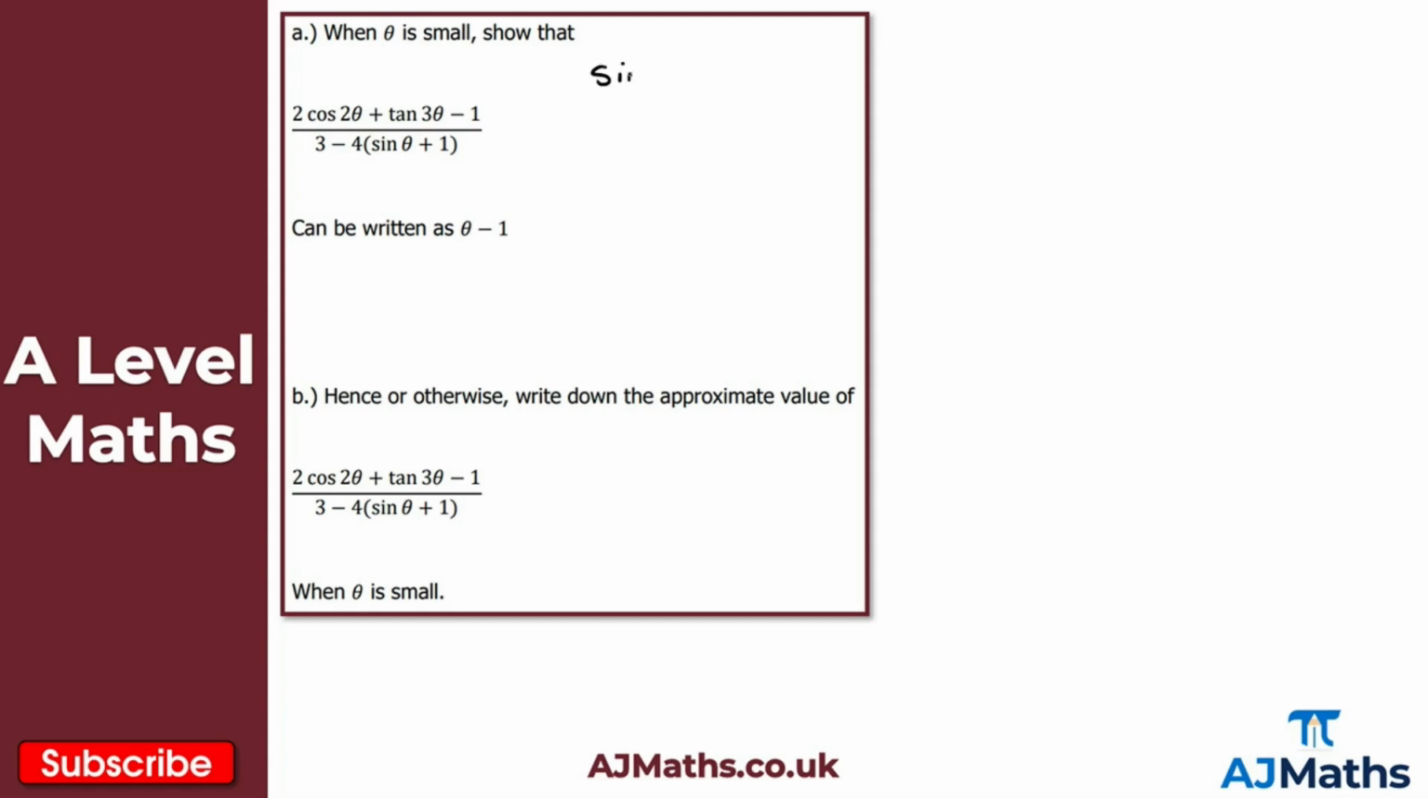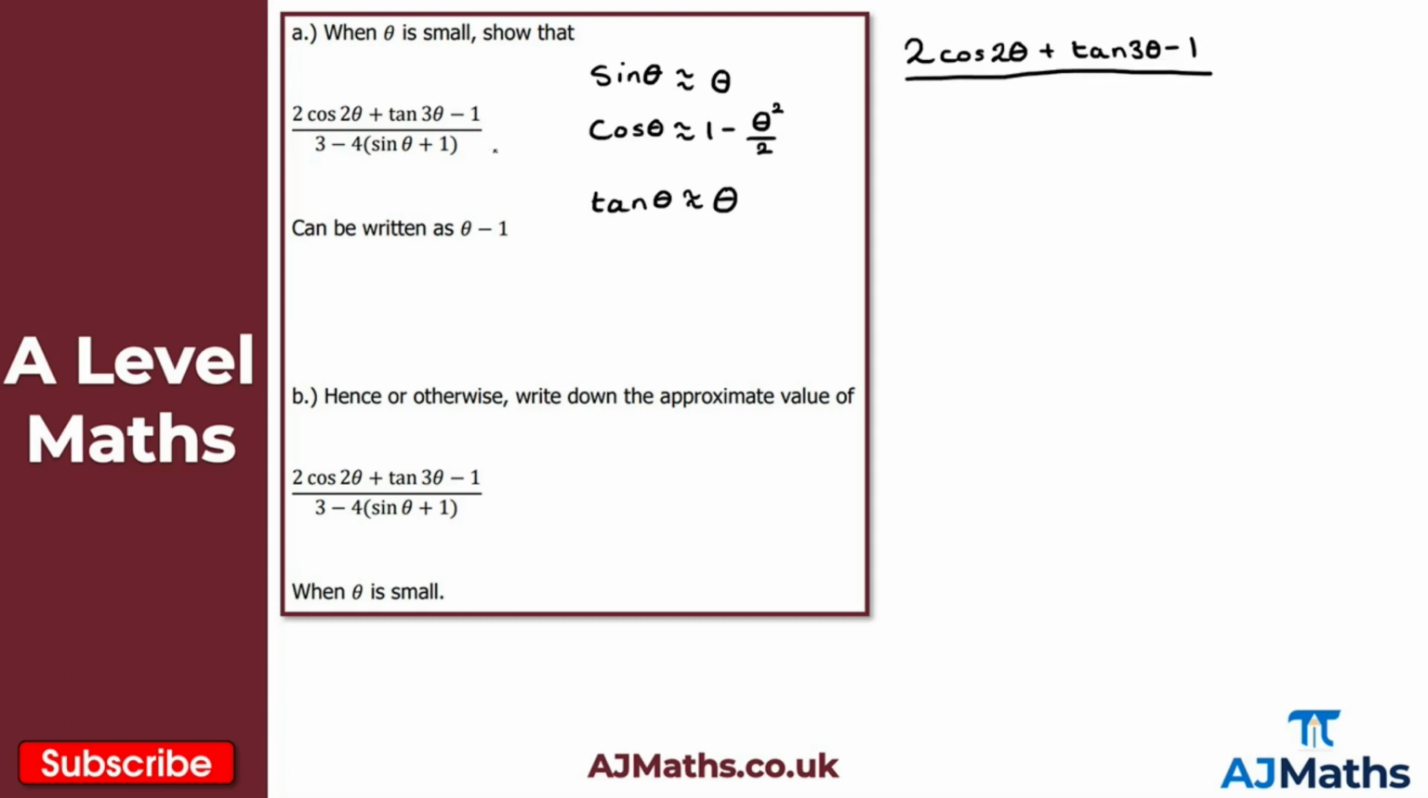We've got sine theta here, which is approximately theta. We've also got cosine, so cosine theta, approximately 1 minus theta squared over 2, and then finally tan theta here, which is approximately theta. Okay, so let's just write down this expression here. 2 cos 2 theta plus tan 3 theta minus 1 all over 3 minus 4, and then this bracket here.